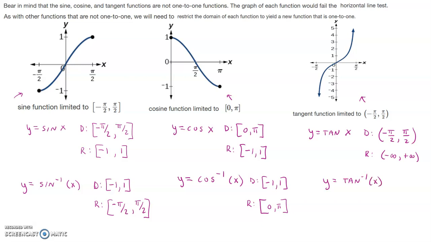And now let's go ahead and take a look at our inverse function. Right, our domain is going to come from the range of that original. So negative infinity to positive infinity. And our range is going to go from negative pi over 2 to pi over 2.